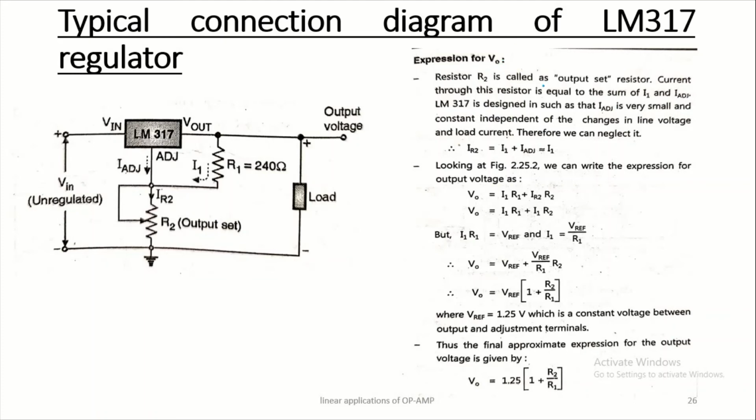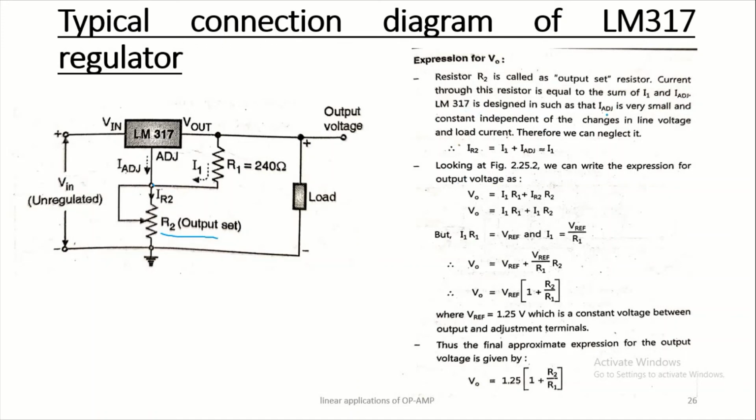The resistance R1 is called the current set, and the resistance R2 is called the output set. The current through this resistor is equal to the sum of I1 and I adjustable. Apply KCL at that point: the current entering the node is equal to the current flowing out of the node. So I adjustable plus I1 is equal to IR2.